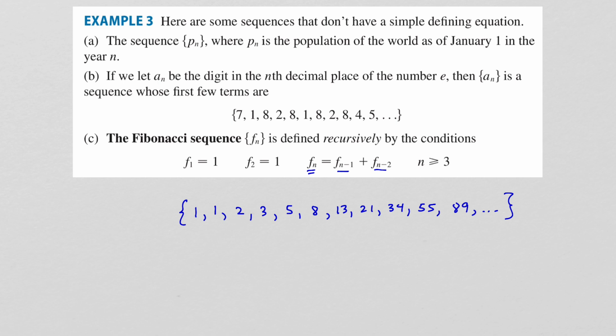However, we don't have a formula for the nth term. So if you want to know what the 100th term is going to be, well, you don't know that until you know the 98th and 99th term, right? Once you know the 98th and 99th term, then you could add those together to get the 100th term. So this is a recursively defined sequence. We don't have an easy formula to just plug the number into to get the term of the sequence.